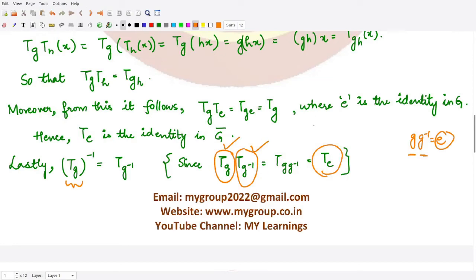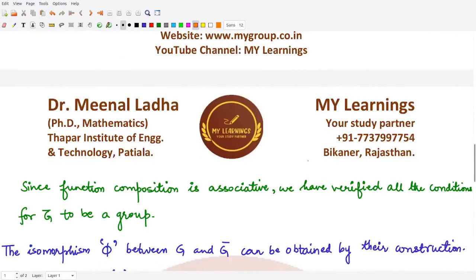So therefore we have the inverse, we have the identity, we have the closure property, and because we know function composition is associative in nature, we have all the properties of groups verified. So therefore this G bar forms the group of permutations under function composition. So we have constructed G bar from G.